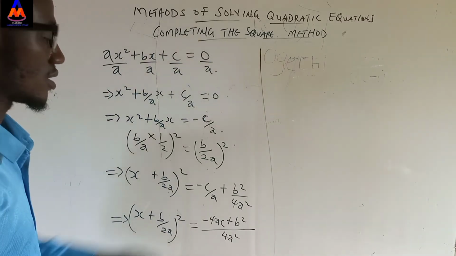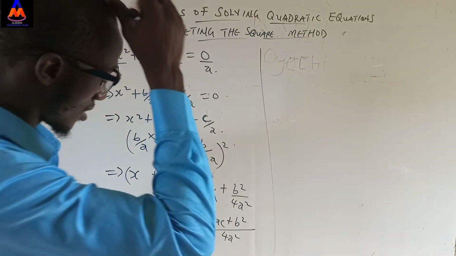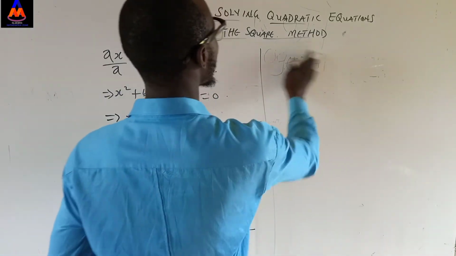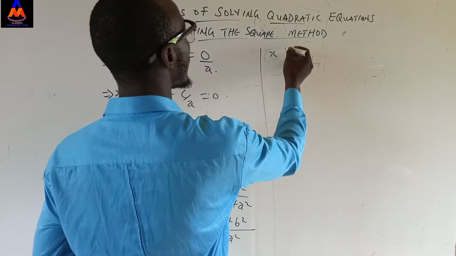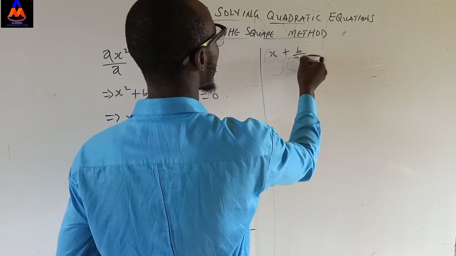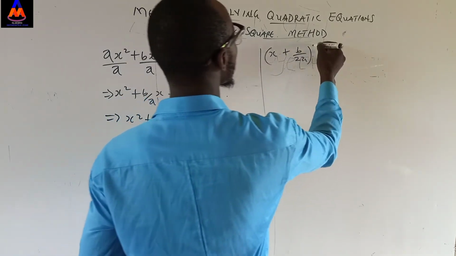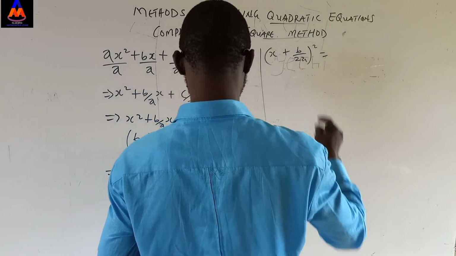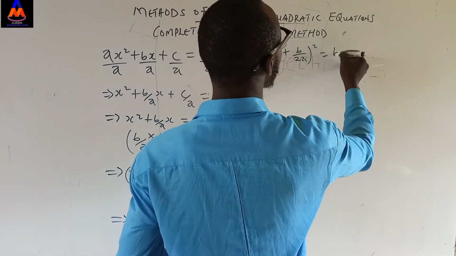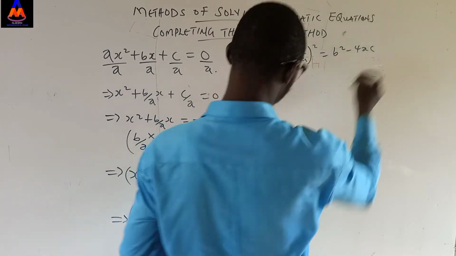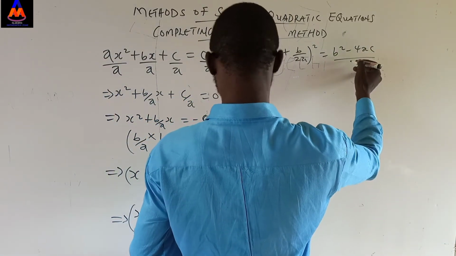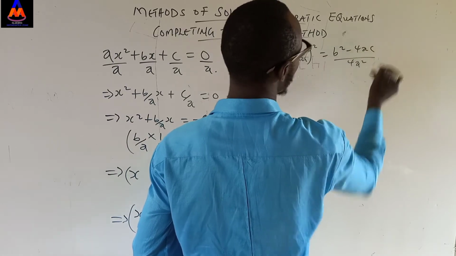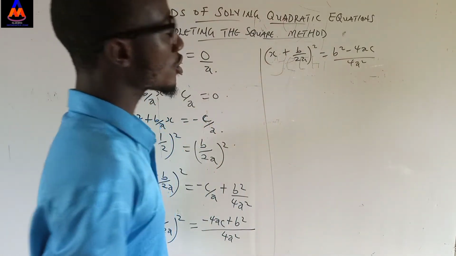implies. So we move to the next side. So we have S plus B over 2A, everything is squared. Then we have B squared minus 4AC, rearranging this all over 4A squared. So what do we do now?